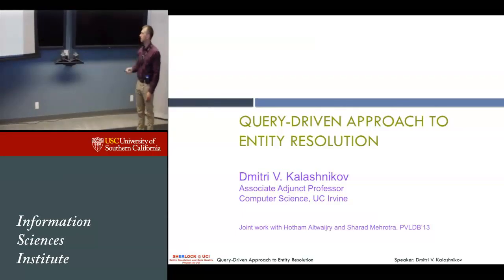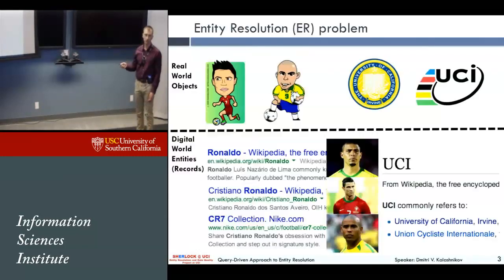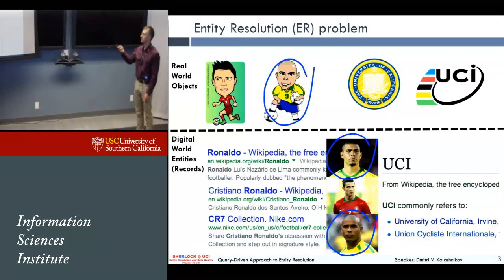This talk is basically our paper published in VLDB 2013. I'm not going to reintroduce the problem of entity resolution again. Here you have a bunch of Ronaldos and you have UCI, and you need to disambiguate. You need to say, well, this Ronaldo is this Ronaldo, and UCI is at the University of California, Irvine, or Union Cycliste Internationale.